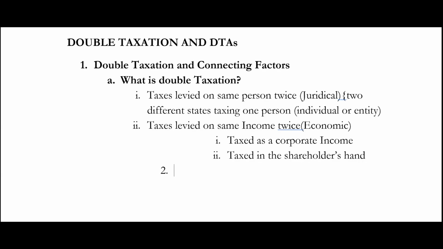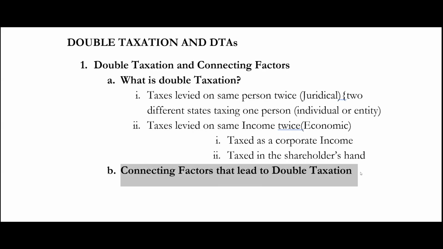Yes, Kelvin, double taxation. Okay, so double taxation is a situation where taxes are levied either on the same income or the same person twice. So when taxes are levied on the same income, but by different countries, it's known as juridical double taxation. But when taxes are levied on the same income, but in the hands of different people, it is known as economic double taxation. Okay.